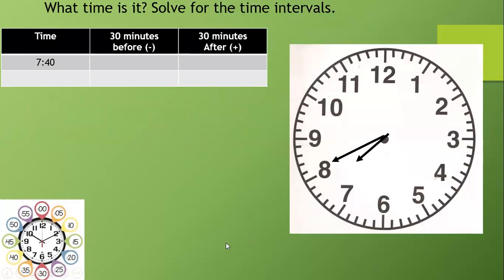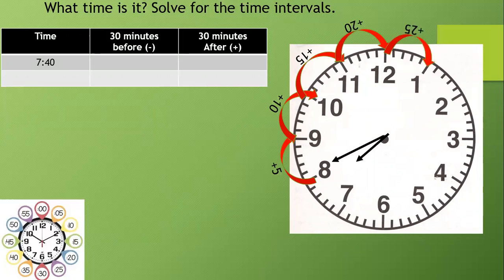And our last problem in the book, we're starting here, boys and girls, at 7:40, and we're going to be taking a look at 30 minutes after and 30 minutes before. So I'm starting at 7:40, and let's get started counting by 5s. So we have 5, 10, 15, 20, 25, 30.